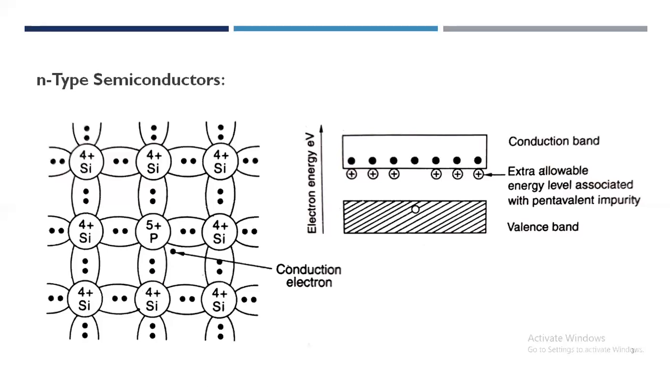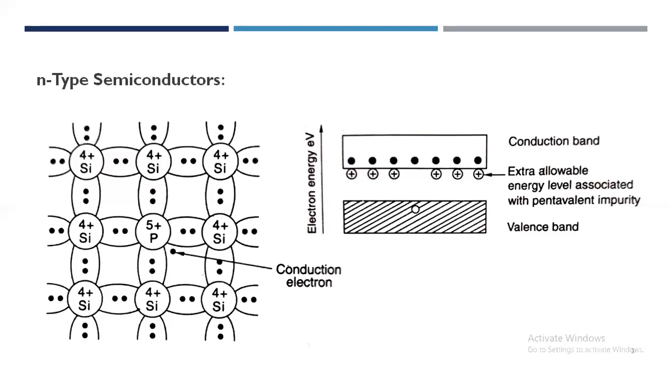When the impurity atom loses an electron, it becomes a positively charged ion. The ion is immobile, because it is bound by 4 covalent bonds, and it cannot contribute to the conduction of electricity.